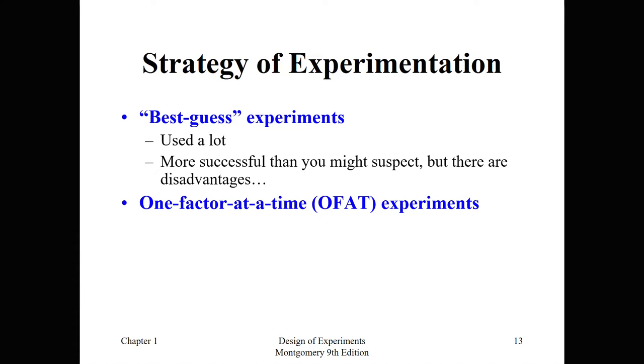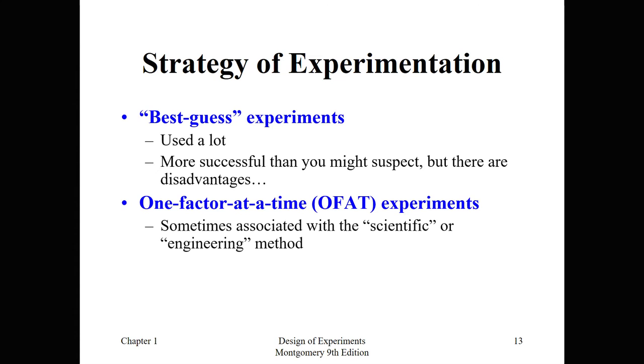Another type of experiment is called an OFAT experiment, which stands for one factor at a time. And sometimes this is associated with a scientific or engineering method. Pretty much what we do is, let's say we're studying an experiment that has multiple factors that may come into play. I mentioned earlier in a previous video an experiment cooking cookies where I'm going to make some chocolate chip cookies, and I want to see how good they are when they come out.